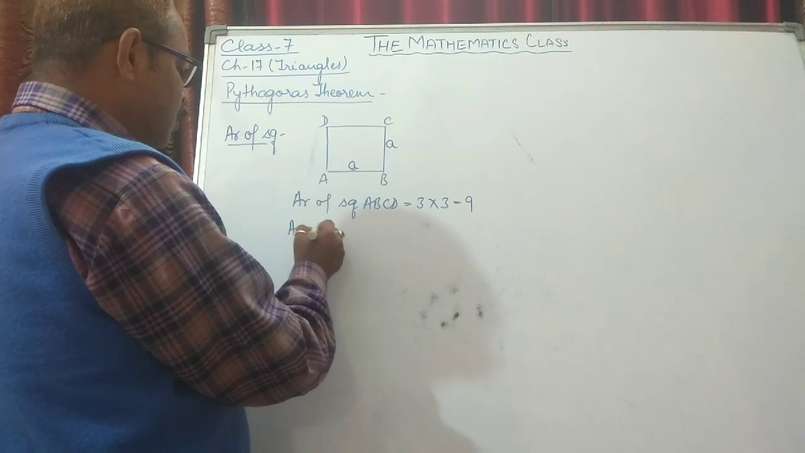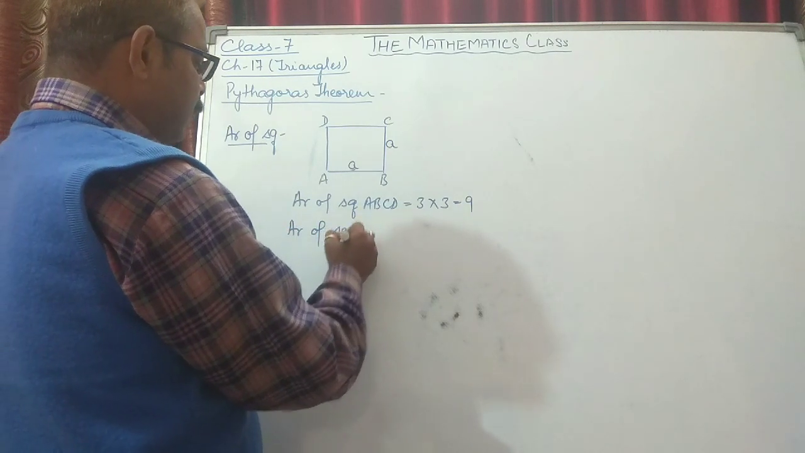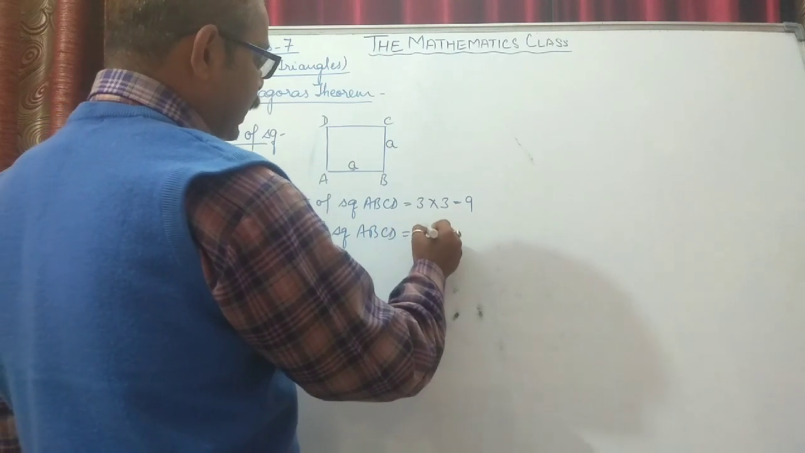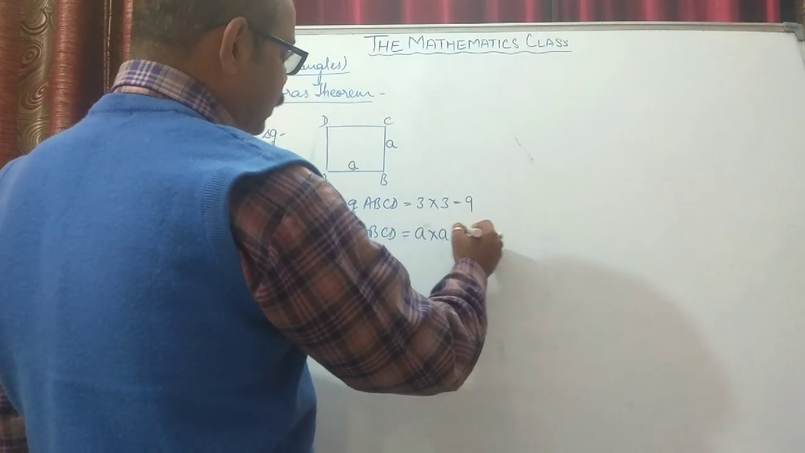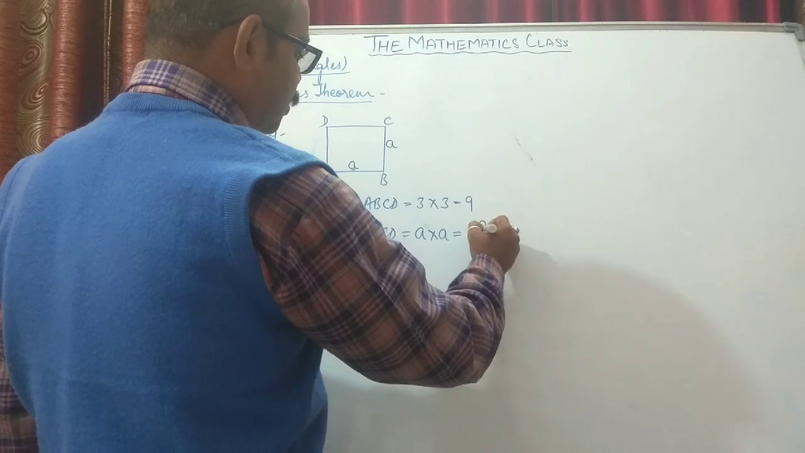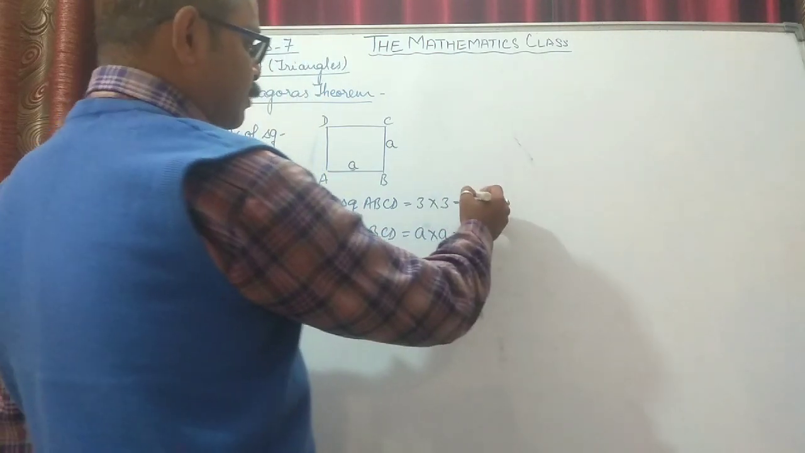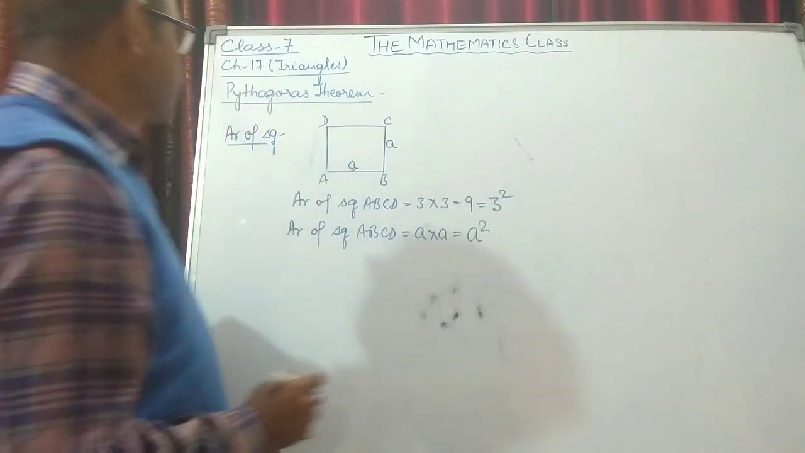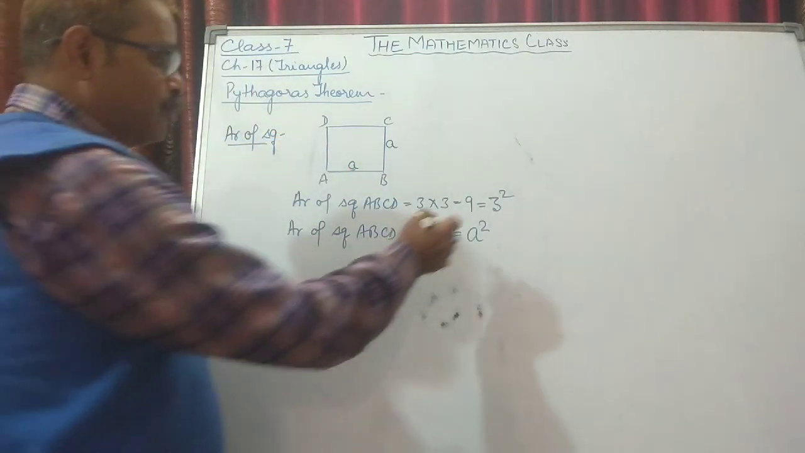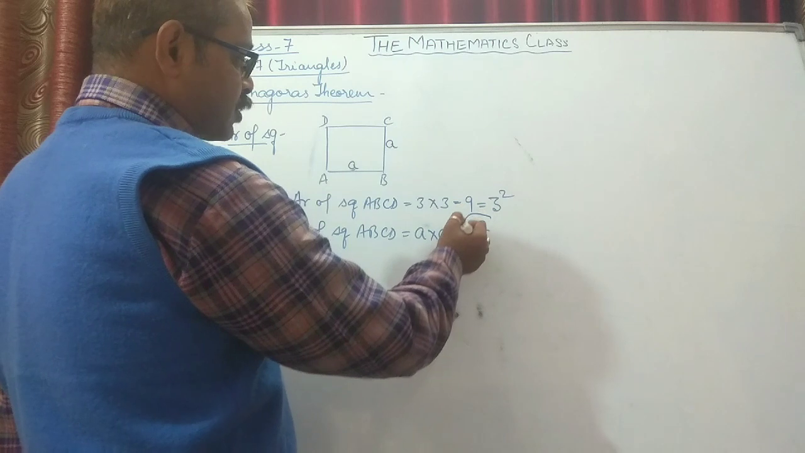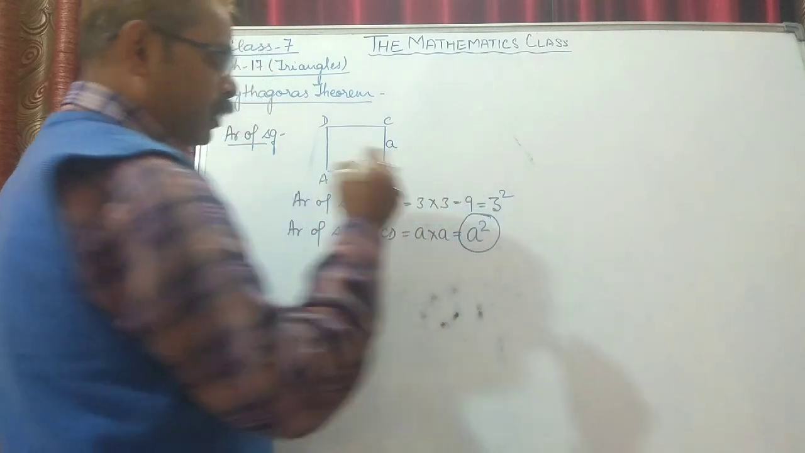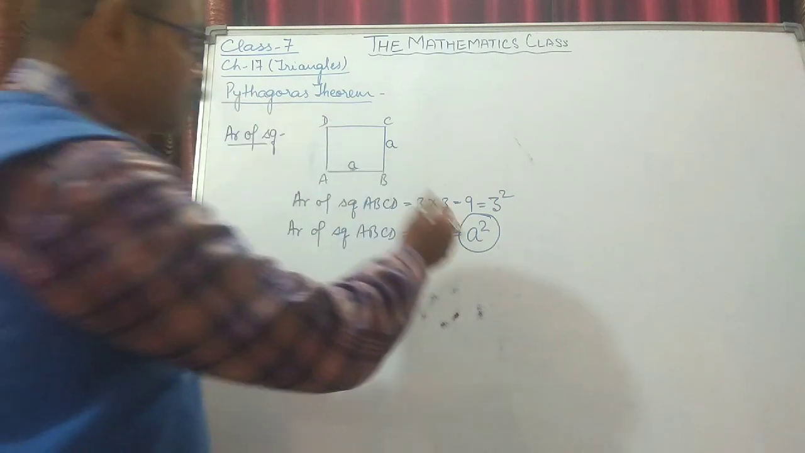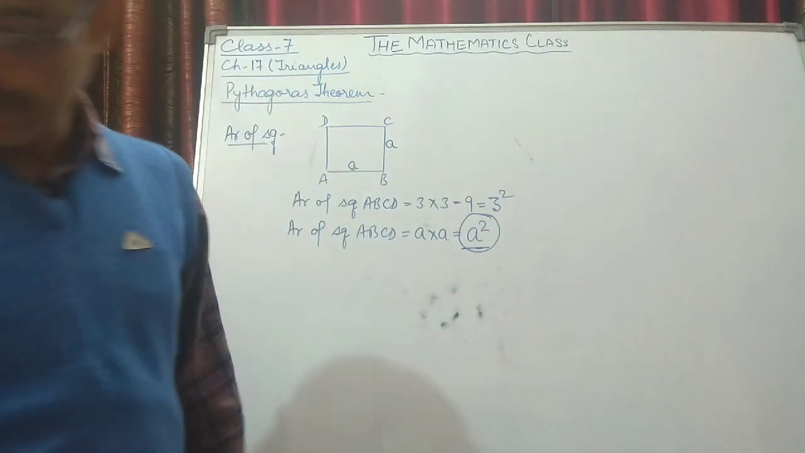Now the area of square ABCD will be written as A into A, or it is written as A to the power 2, or A square. Similarly, this 9 would have been written as 3 to the power 2. So this is the concept of square. What is the meaning of a square? A square, or A to the power 2, is the meaning of the square. This you need to remember.